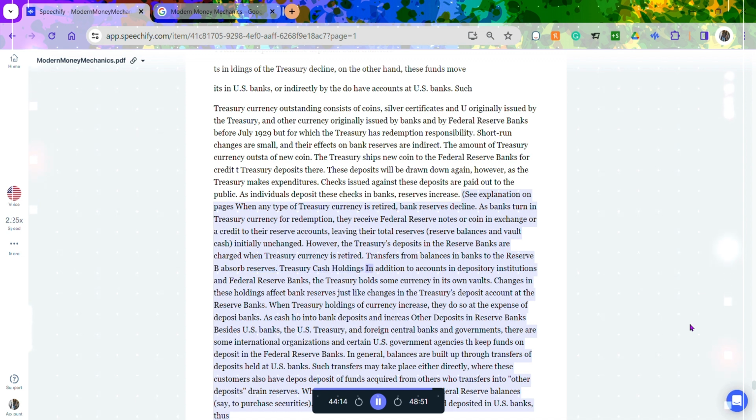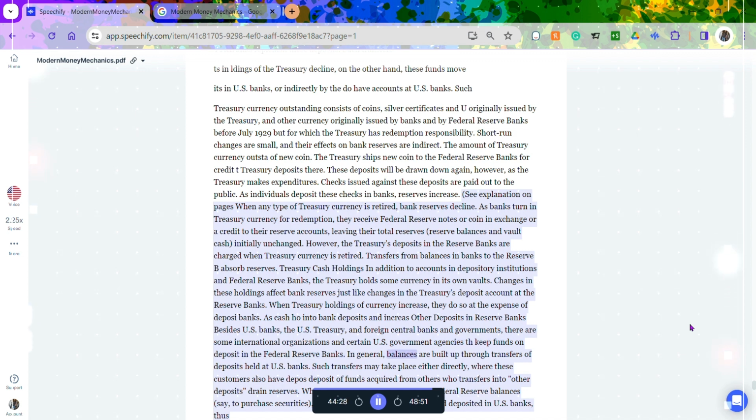Treasury cash holdings. In addition to accounts in depository institutions and Federal Reserve banks, the Treasury holds some currency in its own vaults. Changes in these holdings affect bank reserves just like changes in the Treasury's deposit account at the Reserve banks. When Treasury holdings of currency increase, they do so at the expense of depository banks. Other deposits in reserve banks. Besides U.S. banks, the U.S. Treasury, and foreign central banks and governments, there are some international organizations and certain U.S. government agencies that keep funds on deposit in the Federal Reserve banks.